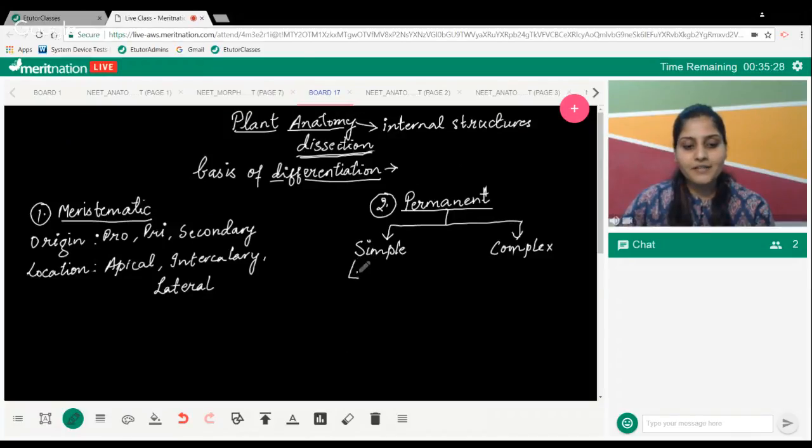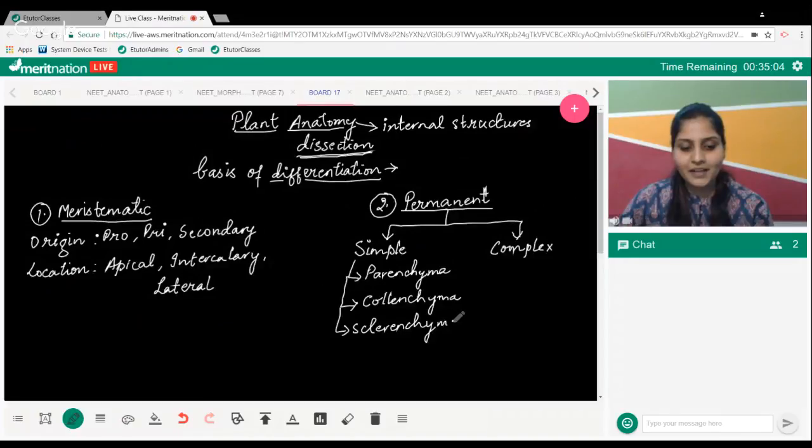Simple can be further of parenchyma type. You've heard about this name since long, since you've entered into the world of biology. Then collenchyma, sclerenchyma. These are names that keep on coming every now and then. You know them since the beginning, you talk about them very often, isn't it? In complex we have xylem and phloem.